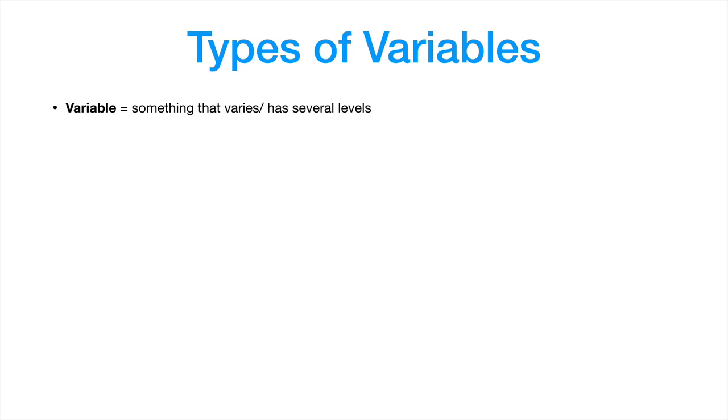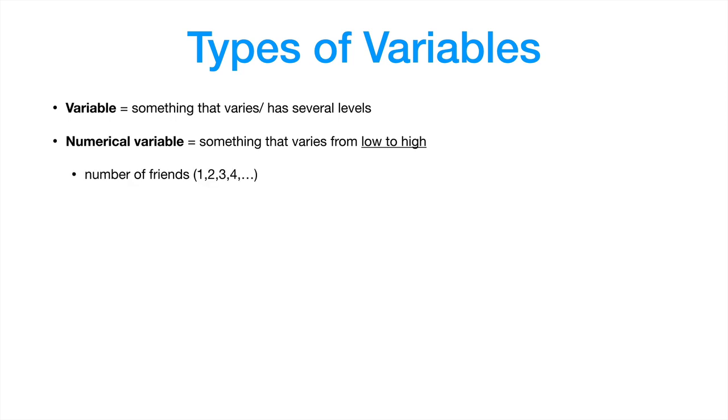A variable is simply something that varies, or you could also say it's something that has several levels. So let's see what exactly that looks like for different types of variables. First of all, we have numerical variables, which is something that varies from low to high, or from high to low. So examples could be the number of friends, the amount of sales, or body weight. The levels of these variables are numbers, and these levels vary from low to high or high to low, depending on how you look at it.